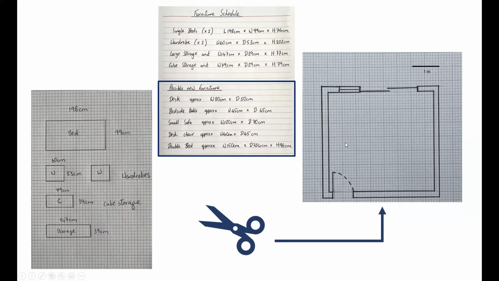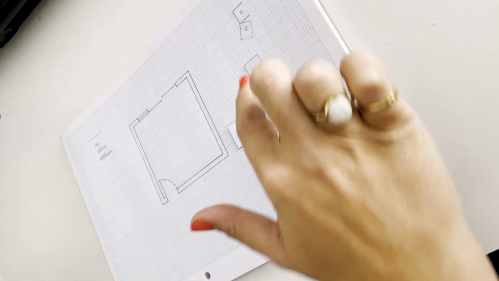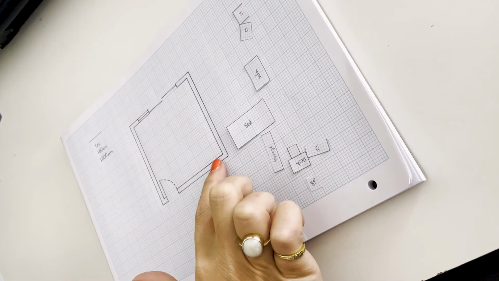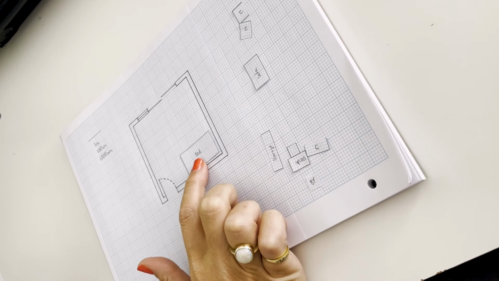So for this room, it would be nice to include a double bed. We want that desk as well, and maybe a small sofa. So use the dimensions from your furniture schedule to draw out the furniture templates and cut them out to scale. And then you can use your floor plan, and you can move around the furniture templates and explore the best layouts. Okay, so once you've cut out all your furniture templates, they're all to scale, so they'll work in the floor plan. You can start placing them in the room.